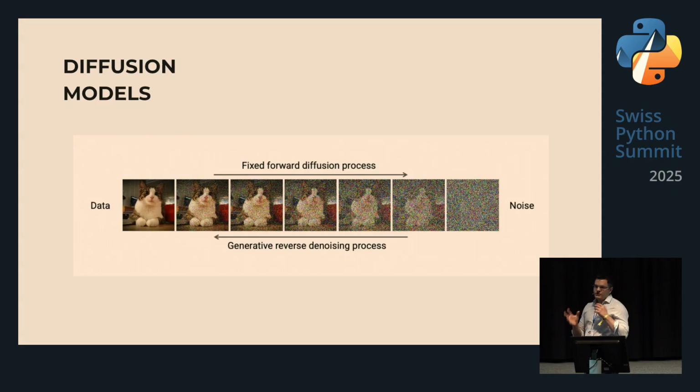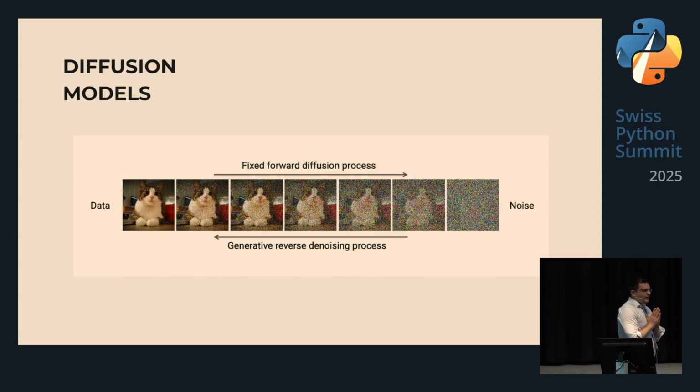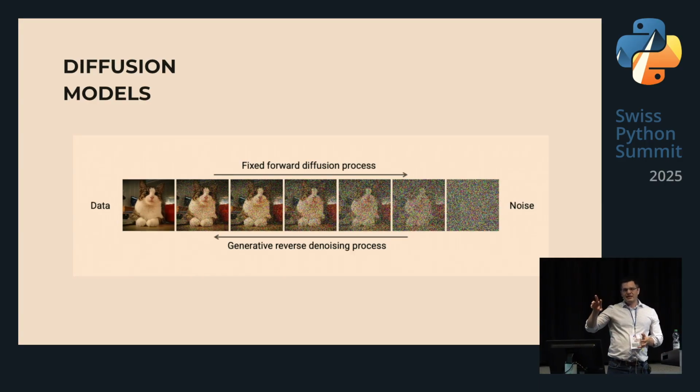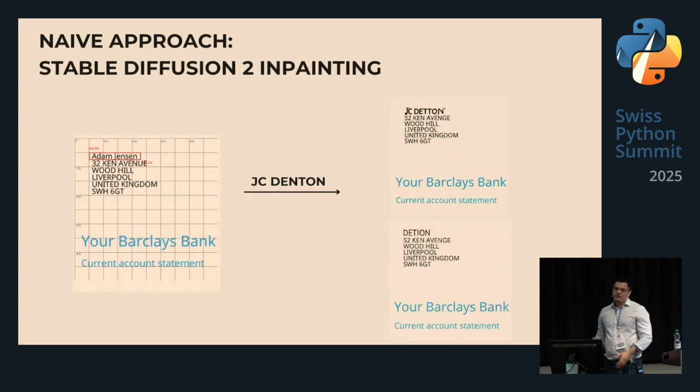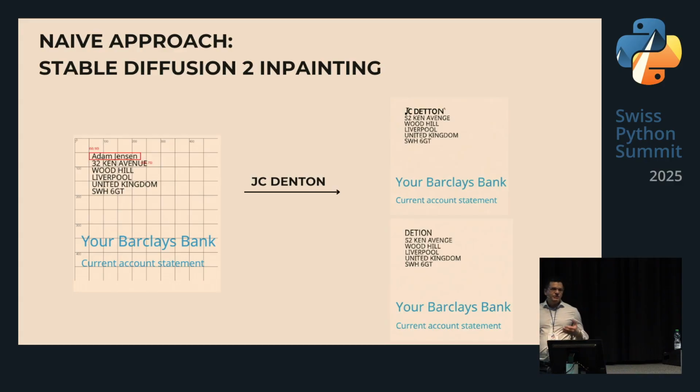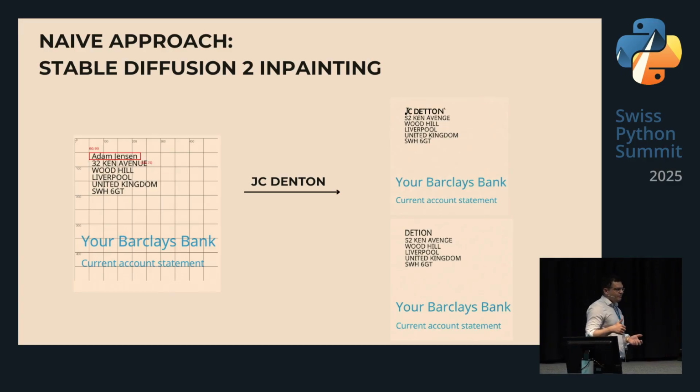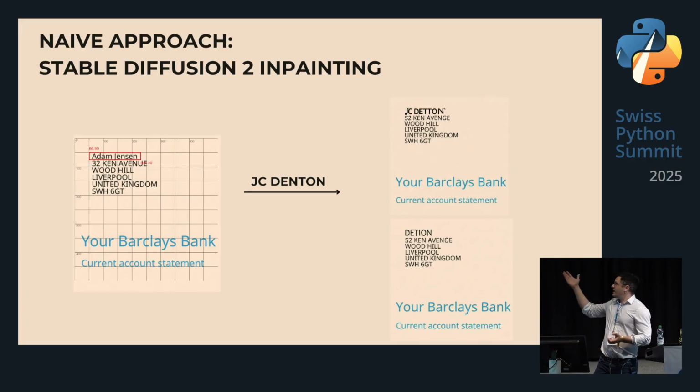So what's the solution to this? Diffusion models. Diffusion models are models which are trained by adding Gaussian noise to images, and they're taught to denoise the images and reconstruct them. So a naive approach is to just download Stable Diffusion 2, plug in a bounding box and a replacement text, and this is what you get.